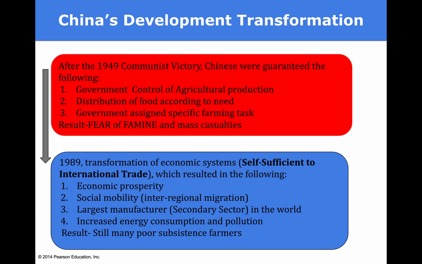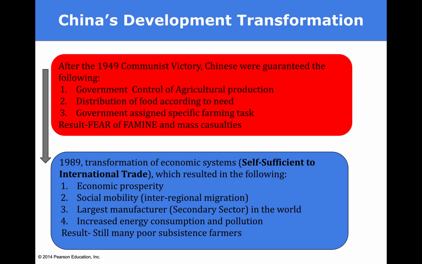sustain economic prosperity. They see social mobility with that, interregional migration from rural to urban. They're the largest manufacturer in the world today, so they have the largest secondary sector workforce in the world. But also, some of the consequences are they've increased their energy consumption and also become one of the largest polluters of carbon emissions in the world.